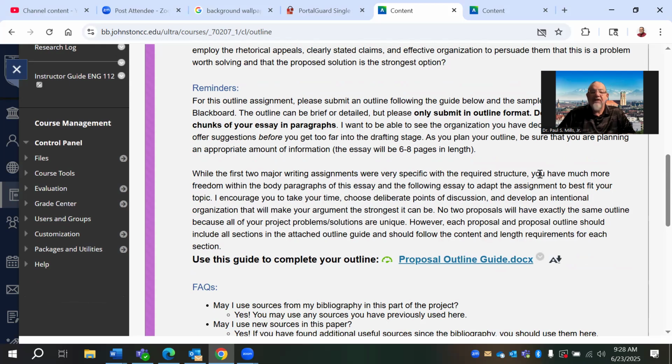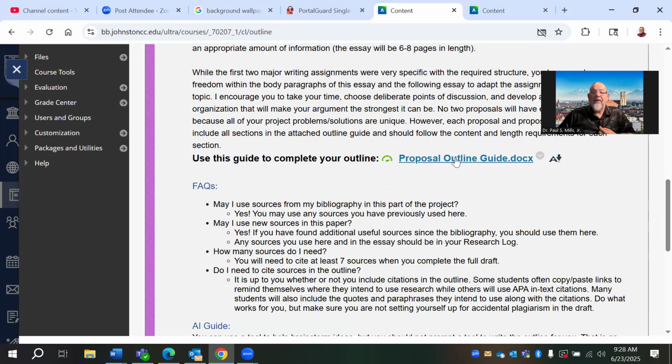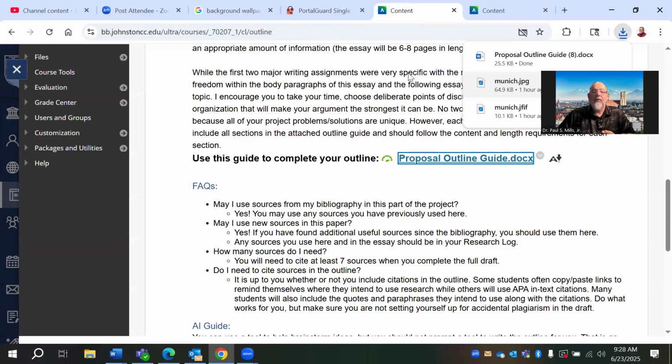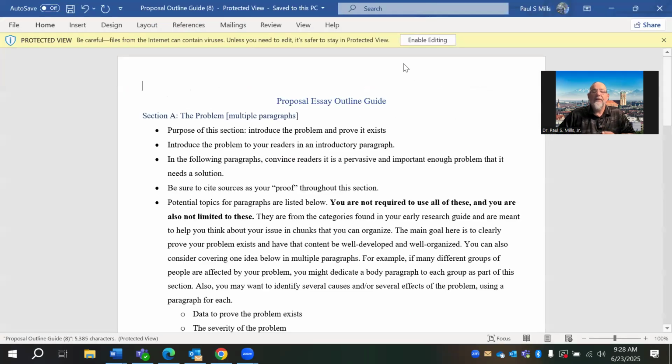No two proposals are going to be exactly the same, or the outlines, because all your project solutions are different from one another. If you take a look at this guide, it will walk you through the proposal itself. Let's take a look at that. Are you still seeing that?